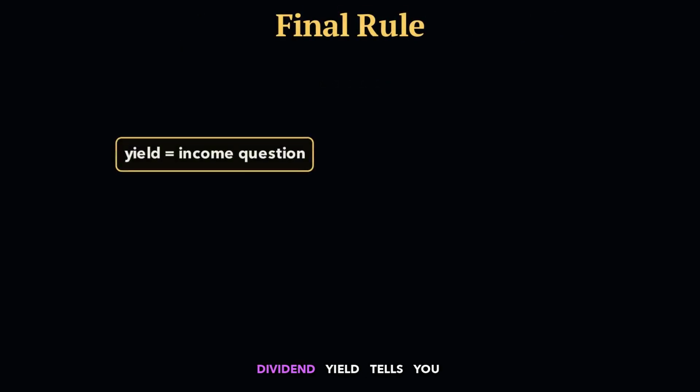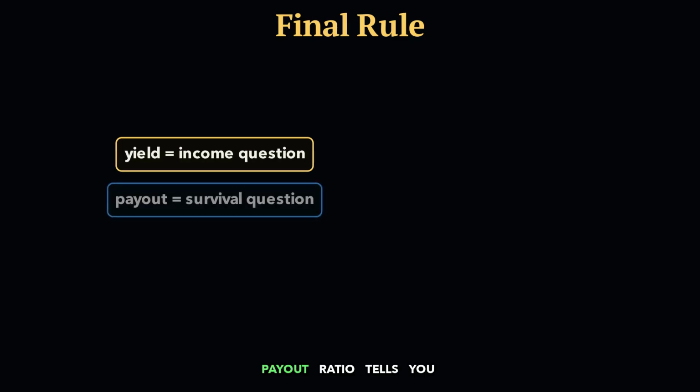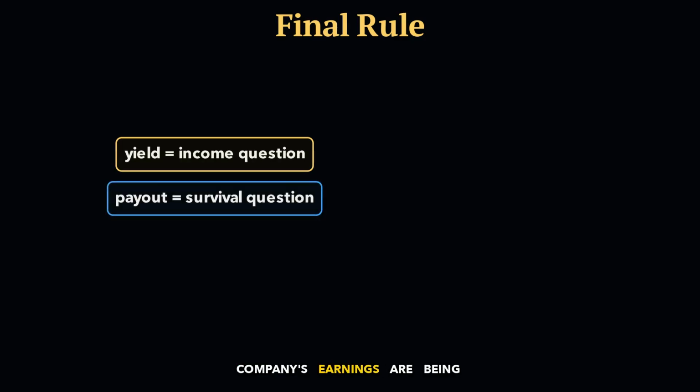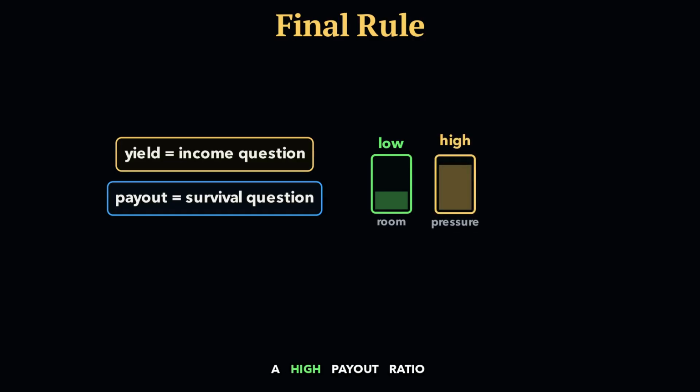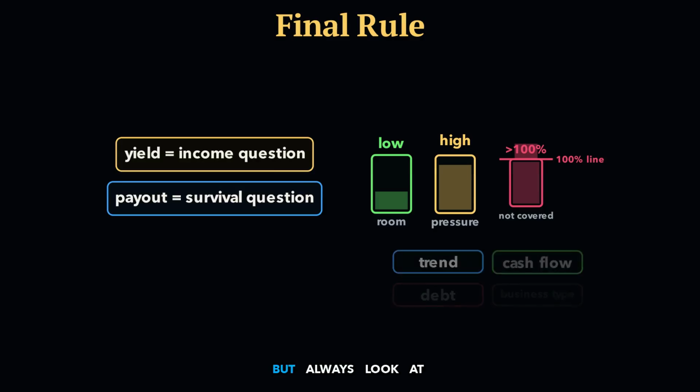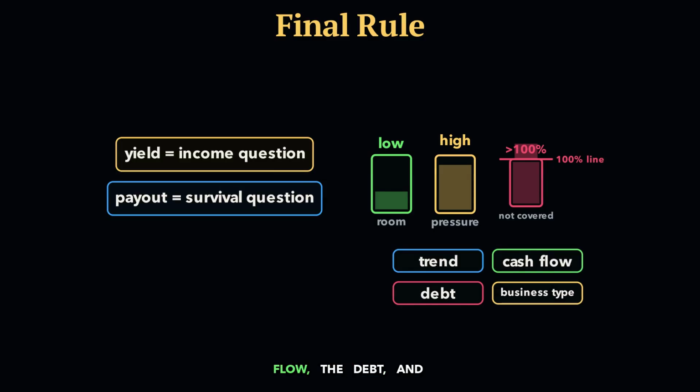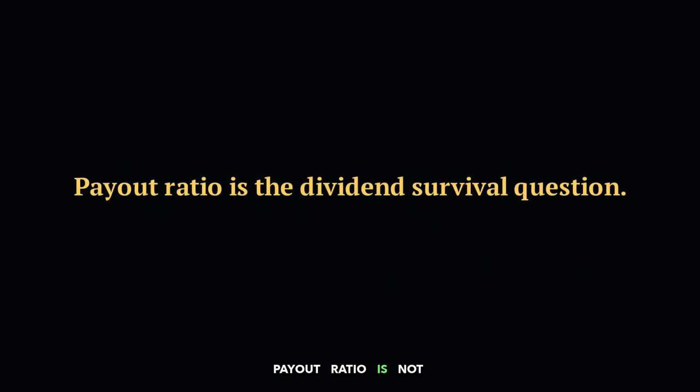Here's the final rule. Dividend yield tells you the cash payment compared with the stock price. Payout ratio tells you how much of the company's earnings are being paid out. A low payout ratio can mean room. A high payout ratio can mean pressure. Above 100% means the dividend is not fully covered by current earnings. But always look at the trend, the cash flow, the debt, and the type of business. Payout ratio is not the answer. It is the dividend survival question.